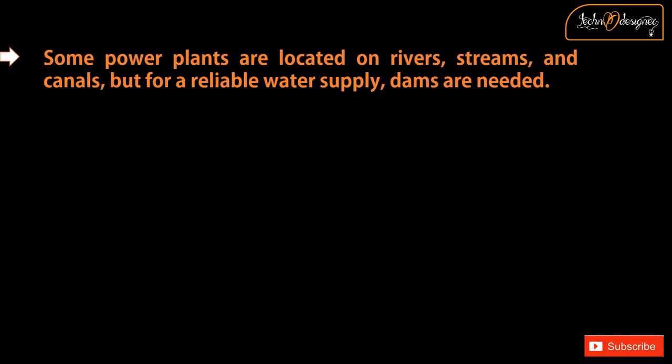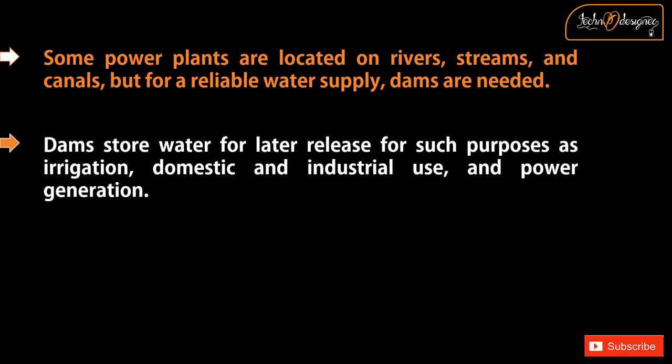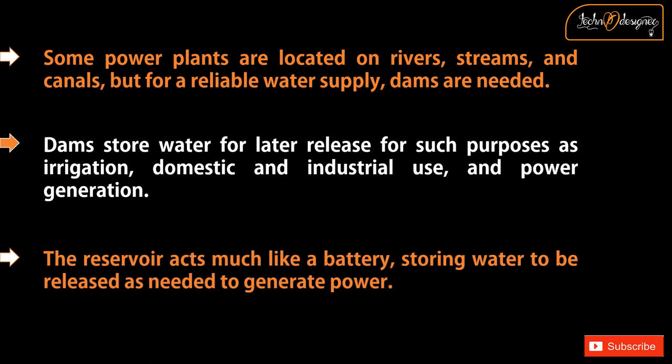Some power plants are located on rivers, streams, and canals, but for a reliable water supply, dams are needed. Dams store water for later release for such purposes as irrigation, domestic and industrial use, and power generation. The reservoir acts much like a battery, storing water to be released as needed to generate power.